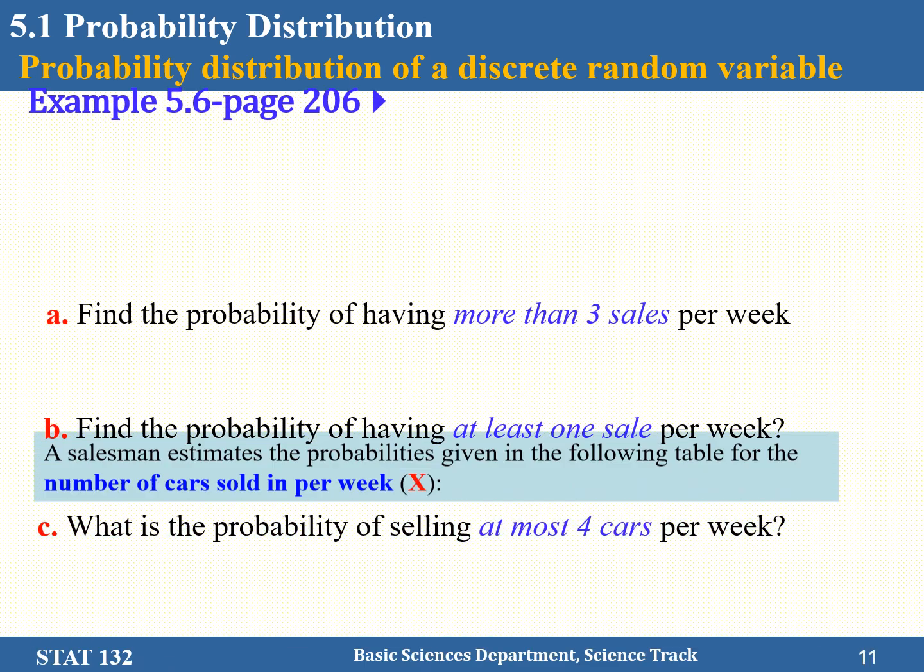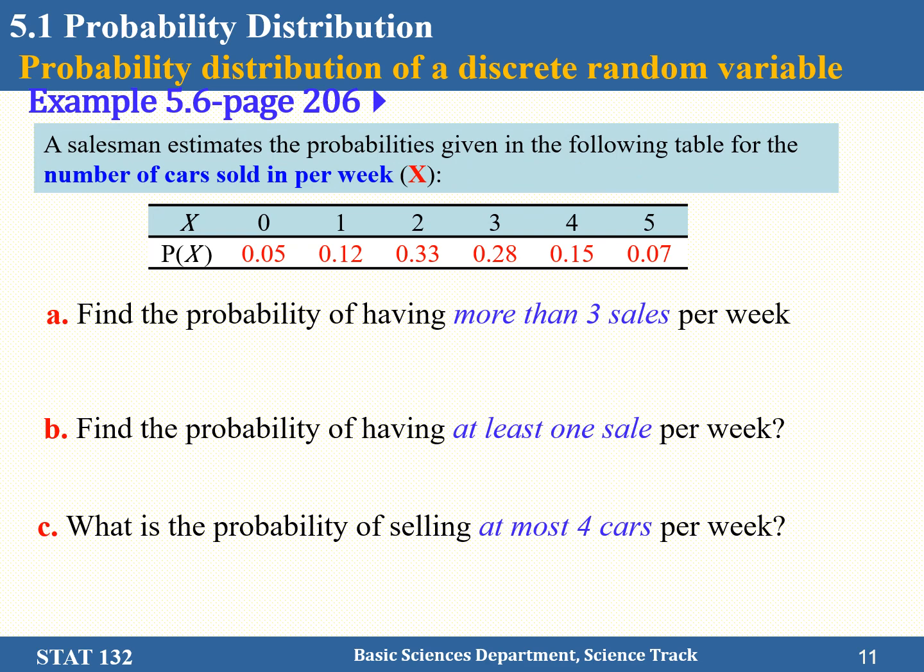Now let's look at this example. A salesman estimates the probabilities given in the following table for the number of cars sold per week. So this becomes our random variable X, and the probability distribution is given in this table. Now we will try to answer the following questions.